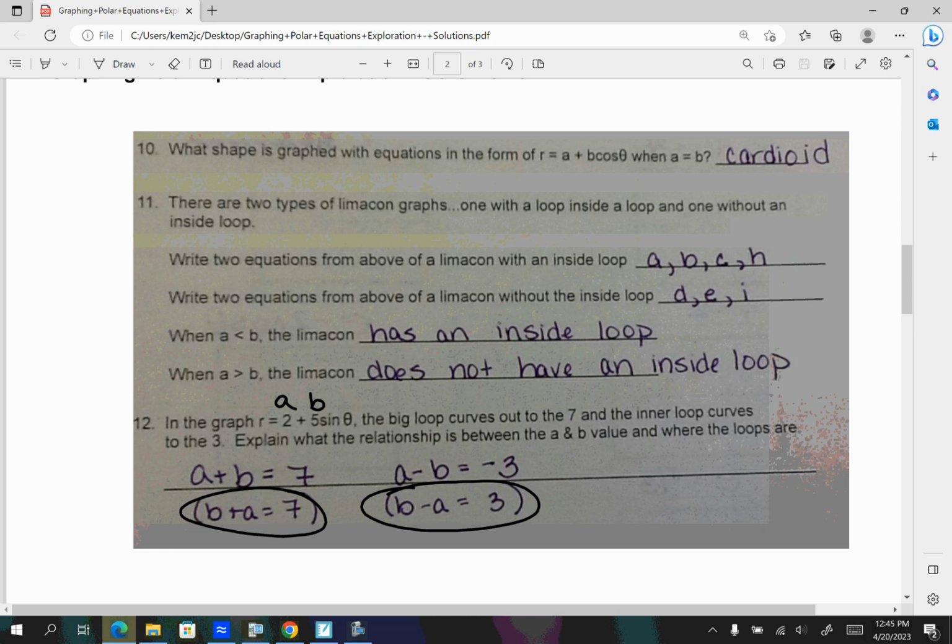And then notice the ones that have an inside loop, A was less than B in the equation. And the ones that do not have an inside loop, A was greater than B, where A is the number in front and B is the number in front of the sine or the cosine.